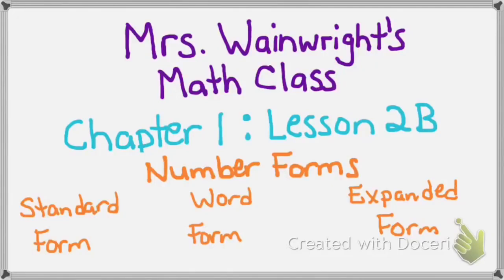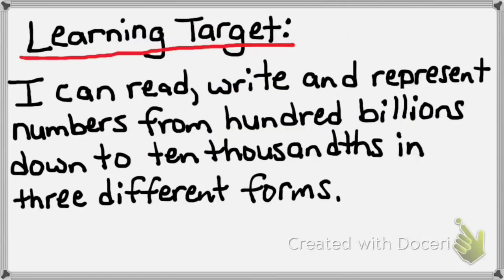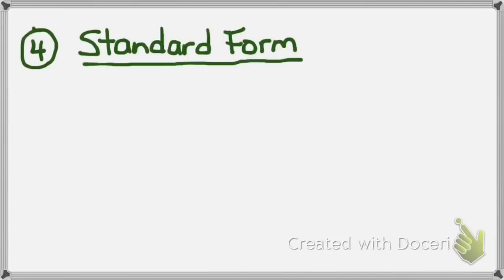This is Mrs. Wainwright's math class, Chapter 1, Lesson 2B, Number Forms. Today we'll learn about standard form, word form, and expanded form. Our learning target: by the end of today's lesson, you should confidently be able to say, I can read, write, and represent numbers from 100 billions down to 10 thousandths in 3 different forms.